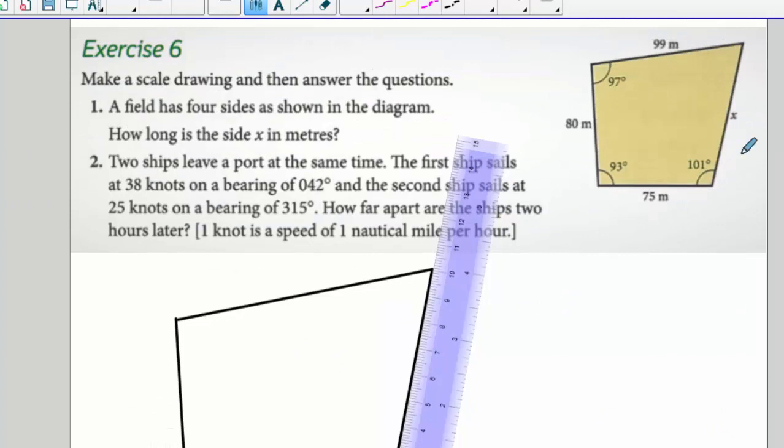For question 1, side X is 10 centimeters, because 1 centimeter represents 10 meters. It means side X is 100 meters. We got it. Now question 2.